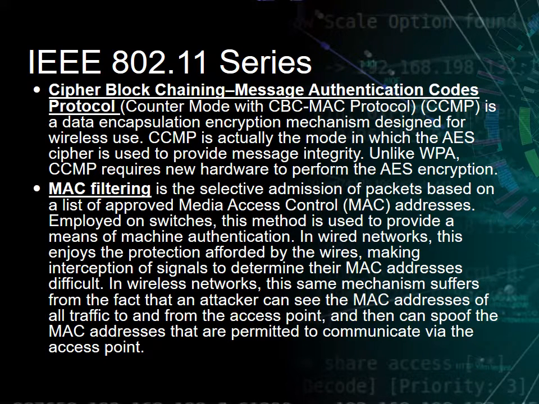So this next part is one of those acronyms within acronyms things you hear about every so often. So let's start with Counter Mode with Cipher Block Chaining Message Authentication Code Protocol, or CCMP, which is also written CBC-MAC protocol. This is a data encapsulation encryption mechanism designed for wireless use. CCMP is actually the mode in which the AES cipher is used to provide message integrity. Unlike WPA, CCMP requires new hardware to perform the AES encryption.